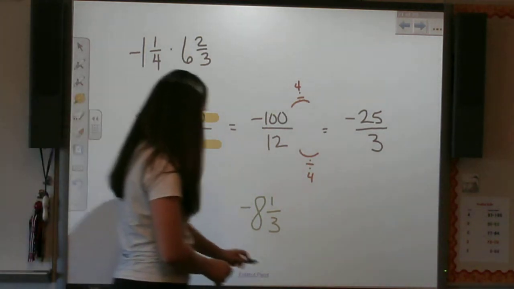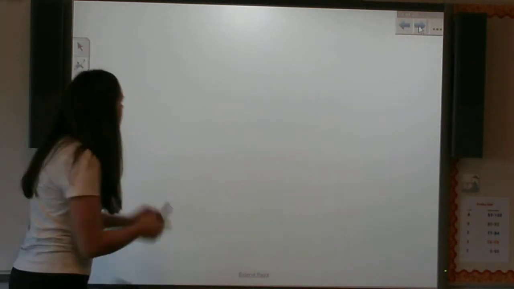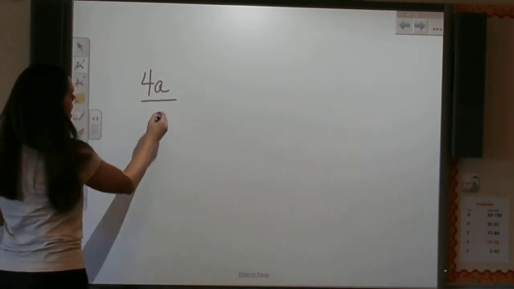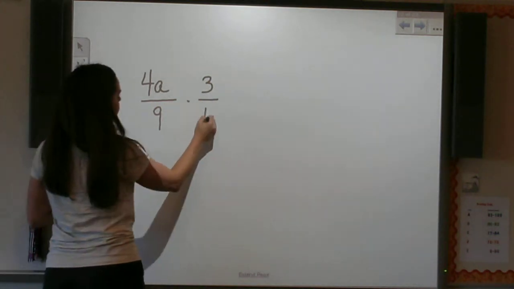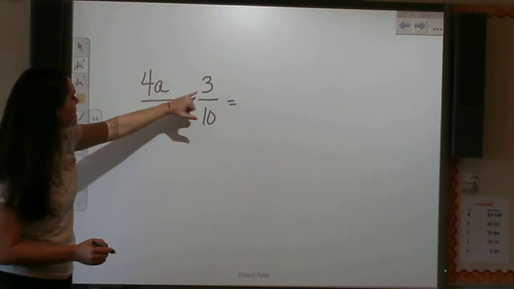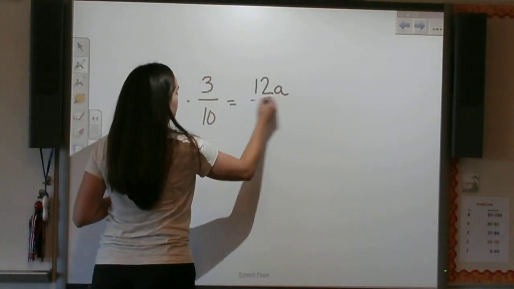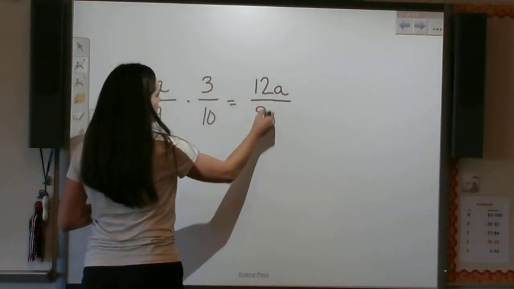All right, let's do one that has a variable: 4a over 9 times 3 over 10. Okay, so 4a times 3 gives me 12a, and then 9 times 10 gives me 90.